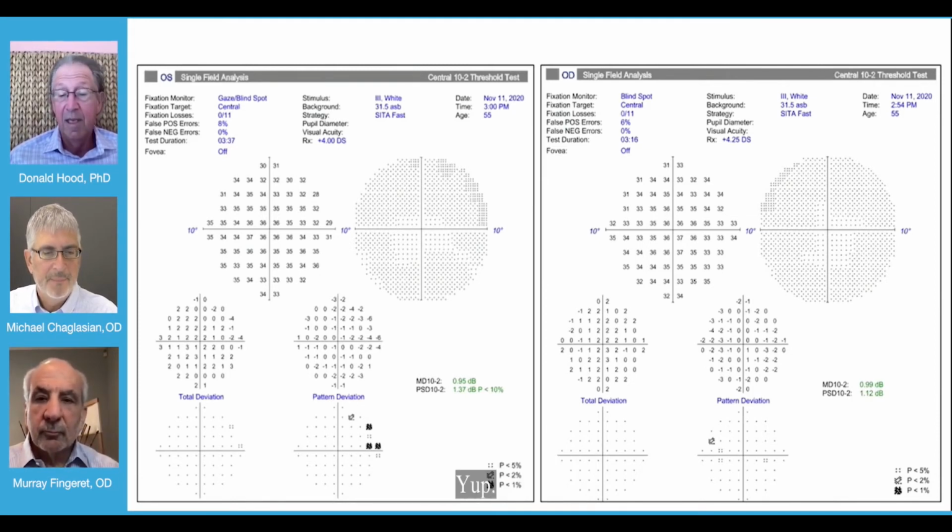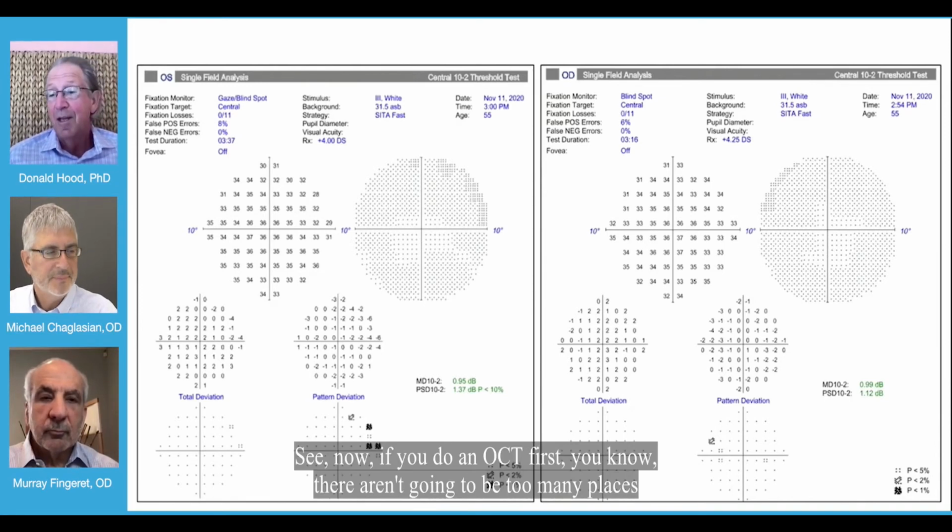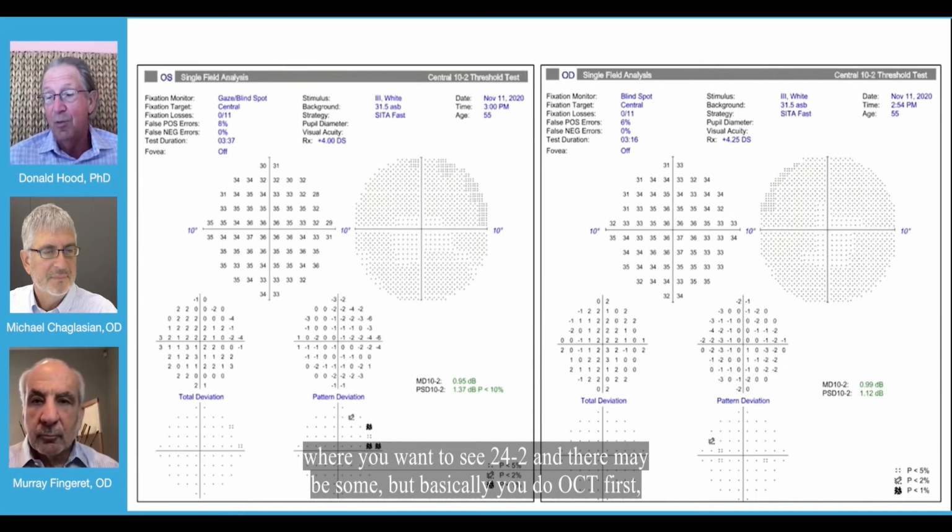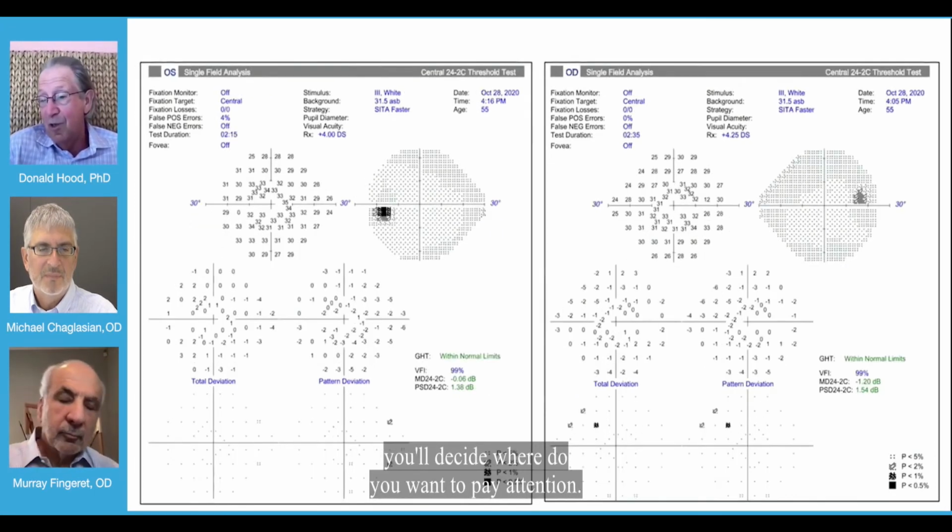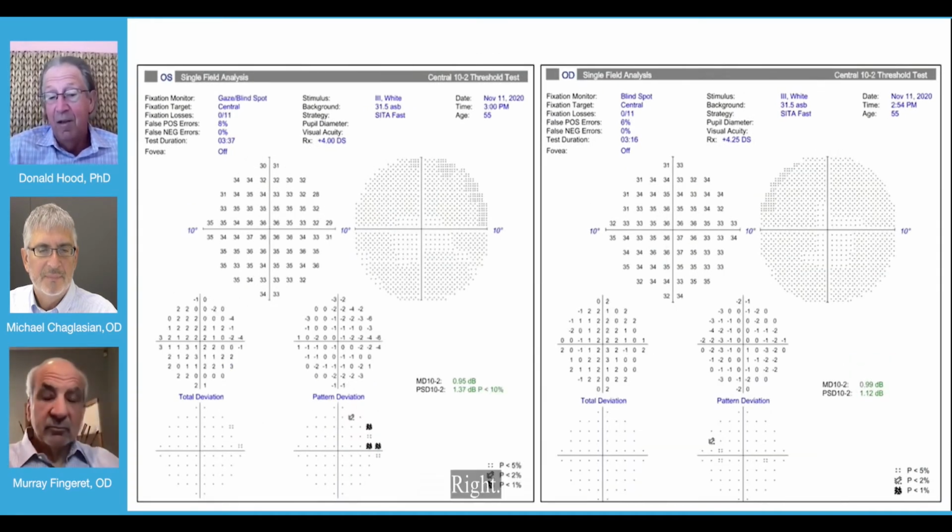Yep. See, now if you do an OCT first, there aren't going to be too many places where you want to see 24-2. And there may be some, but basically if you do the OCT first, you'll decide where you want to pay attention. Right. And it depends on what you're looking at.